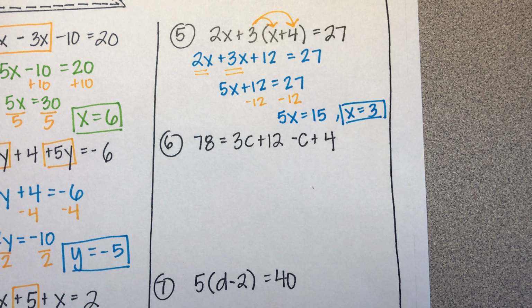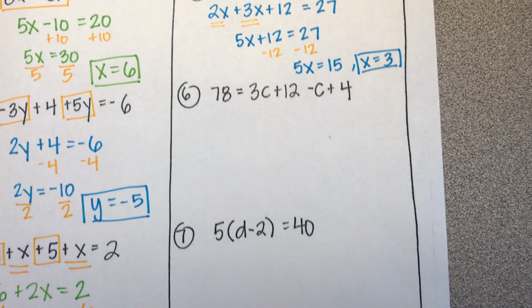Okay, if you got that, amazing. If you didn't get that, don't worry about it, right? As long as you understand where you made your mistake, that's what we're doing this for, right? We're figuring it out. Okay, let's look at number 6.